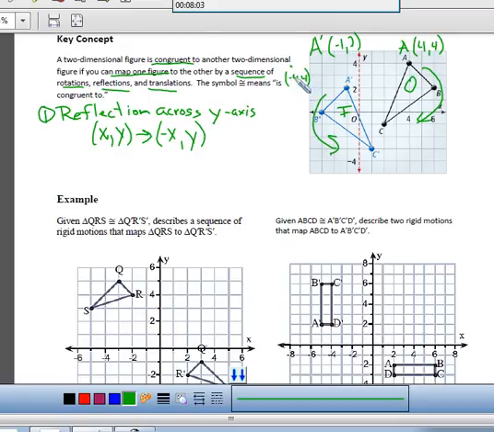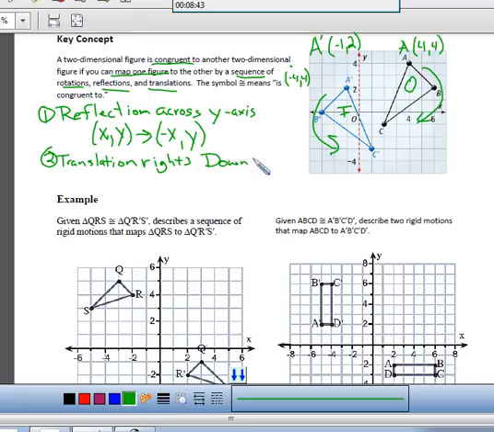Now how do I go from (-4, 4) to (-1, 2)? Well, it's not going to be a rotation, it's not going to be another reflection, so the only other option would be a translation, a slide. And when we did the translation, it looks like it's going to the right 3. So the point's right here, it's going to go right 3 spaces and down 2.